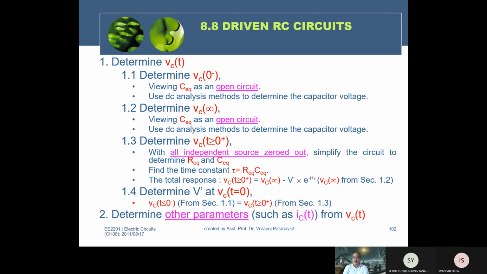If you would like to determine the other parameters such as IR, IC, VR, or others, you derive them from VC only. For an RL circuit, you must determine IL. For RC circuits, you determine VC.